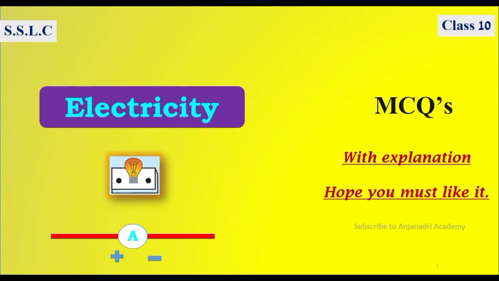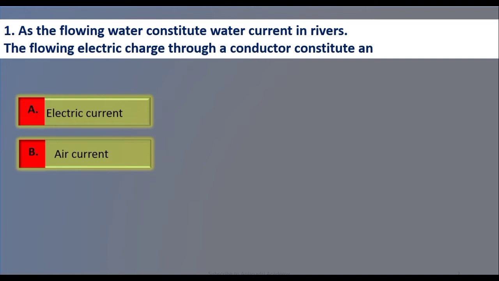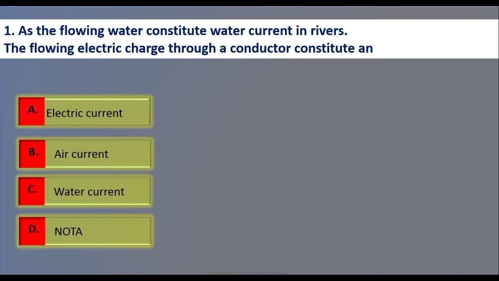In today's video, we will be discussing multiple choice questions on one of the very important chapters of class 10, that is electricity. So let's start. The very first question is, as the flowing water constitutes water current, in reverse, the flowing electric charge through a conductor constitutes an: option A electric current, air current, water current, none of the above. Yes, it is electric current. The flowing of electric charge through a conductor constitutes electric current.